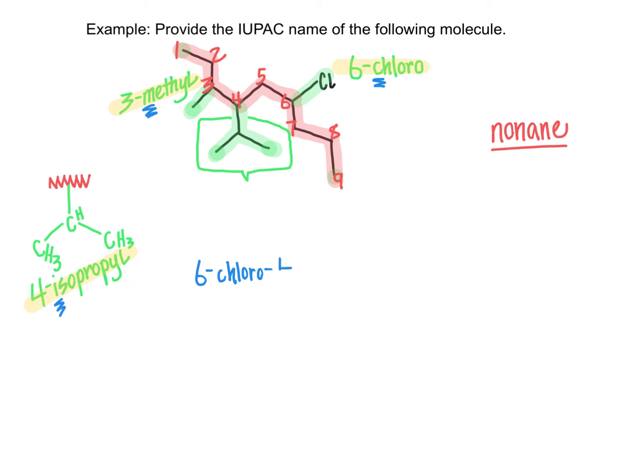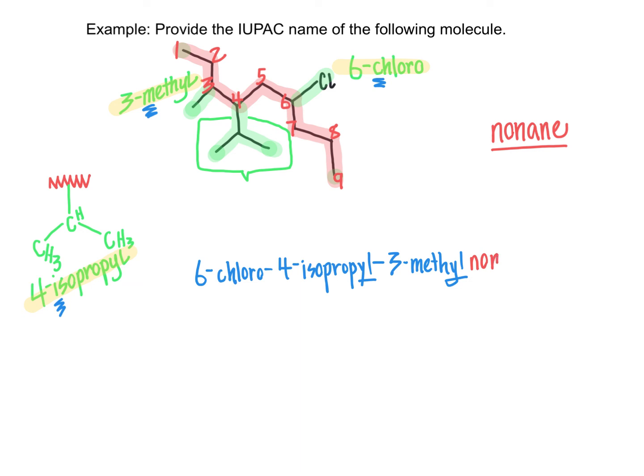Then 4-isopropyl, and then finally 3-methyl. And all these YL suffixes that we're using, methyl, propyl, those tell us that these are branches, that they aren't part of the parent chain through the molecule, but instead they're branches that come off of it.